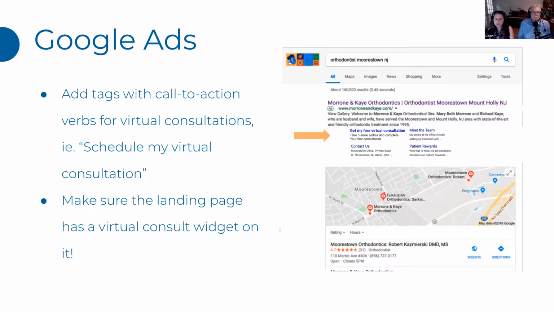So a couple of tips here is to be sure that you add tags with call to action verbs for virtual consultations. So for example, you can see here this arrow points to get my free virtual consultation. Make sure that those are in the tags of the Google ad so that they show up there and you can shortcut the person who's searching over to your widget. And make sure that your landing page has the widget on it. These are two really important things to make sure are in place before moving forward with Google Ads.